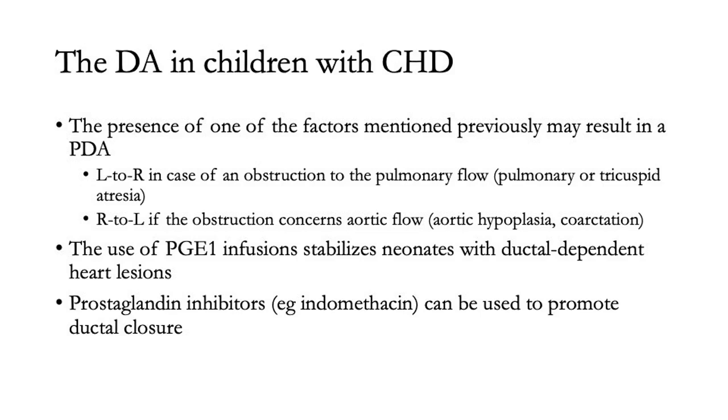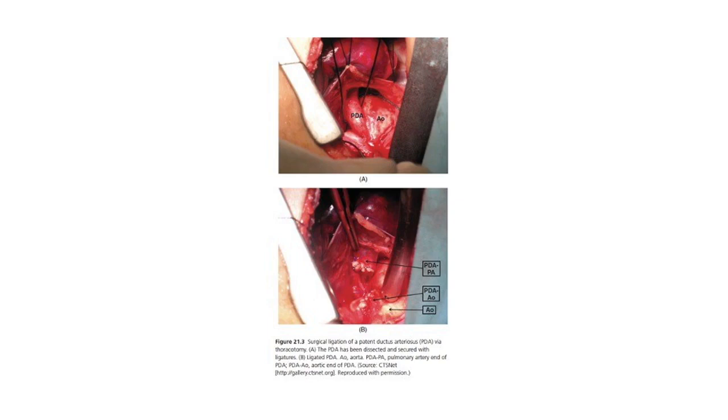In instances where there is delayed functional closure and it is disadvantageous, prostaglandin inhibitors such as indomethacin can be used to promote ductal closure. This figure shows surgical ligation of a patent ductus arteriosus via thoracotomy. In Figure A, the PDA has been dissected and secured. Figure B shows a ligated PDA.